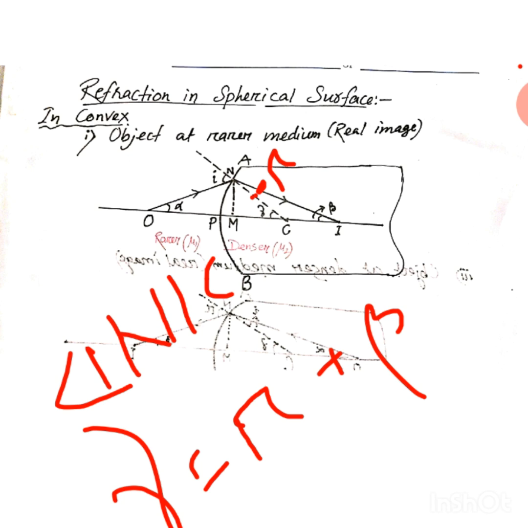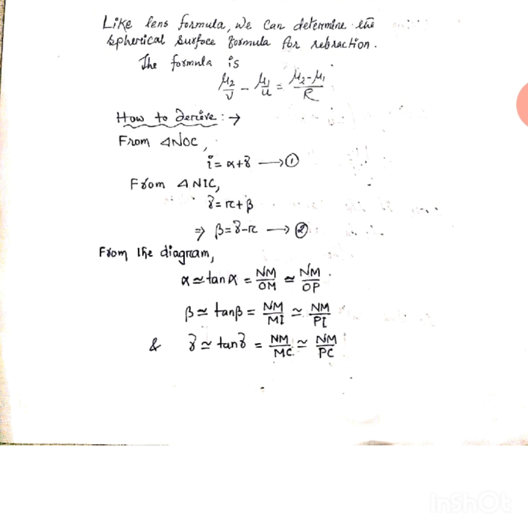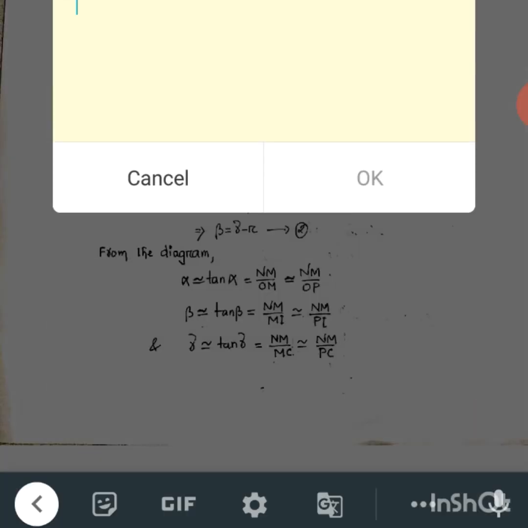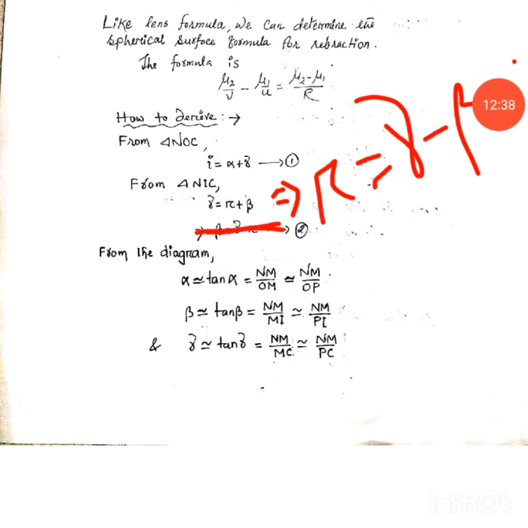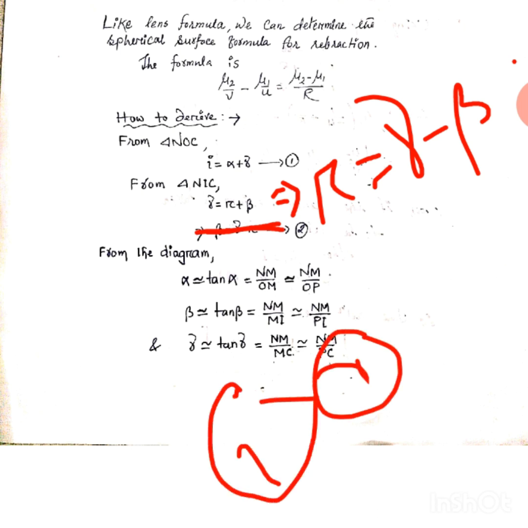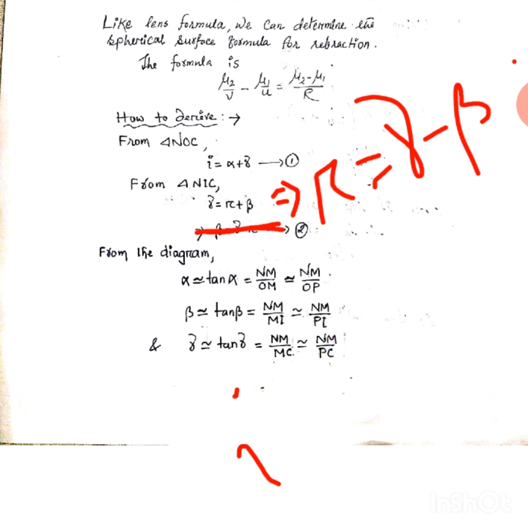So from there we have to find out beta, sorry, we have to find out I and r. Why are we going to find out the I value and r value? Because we will use Snell's law. As you know, Snell's law is what? Sin I by sin r is equal to mu2 by mu1.